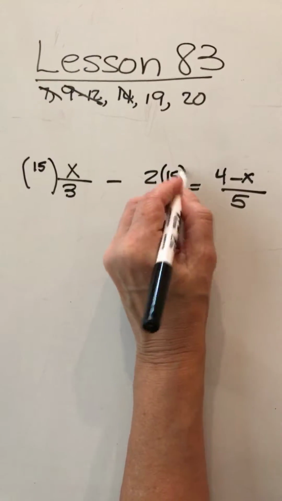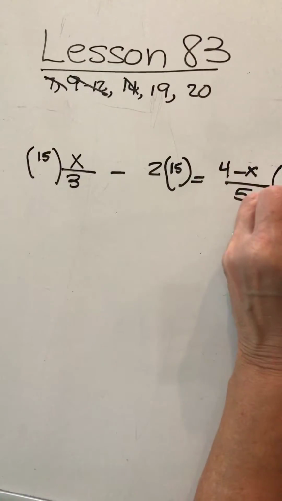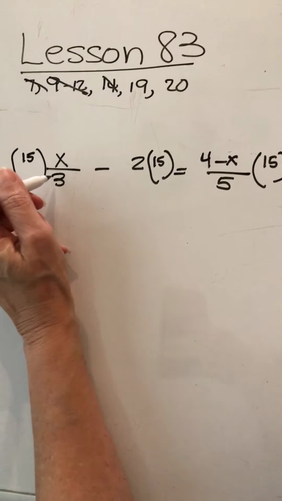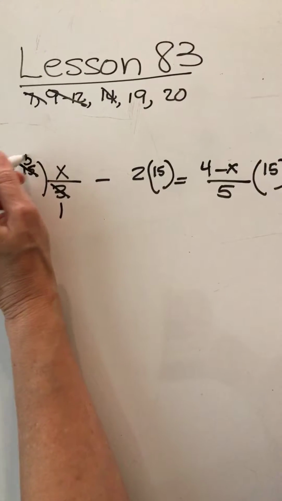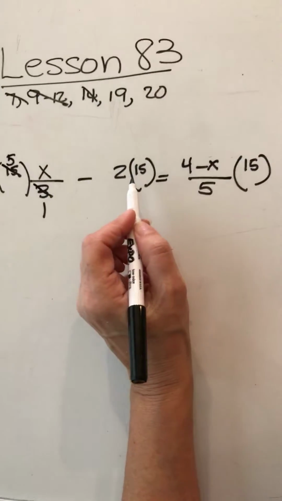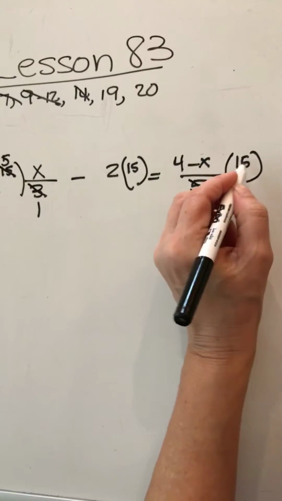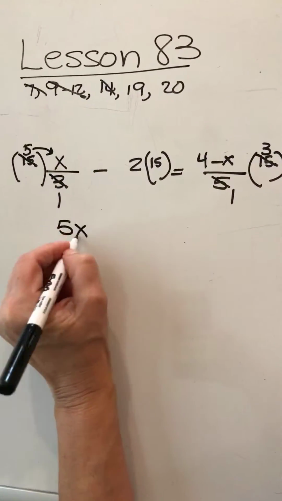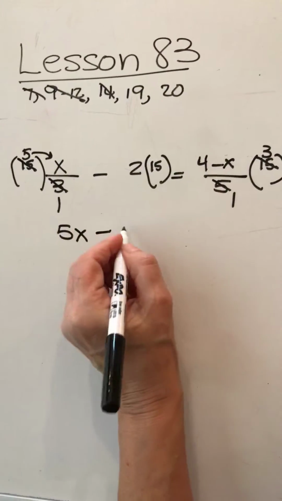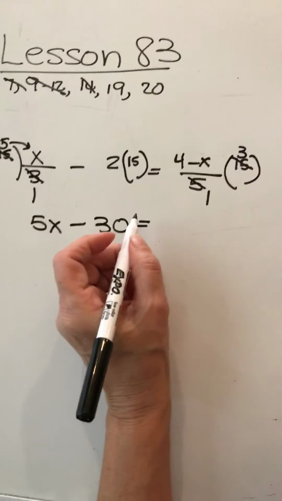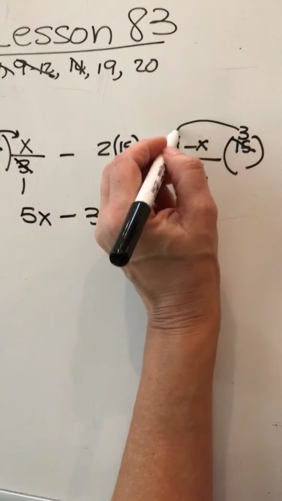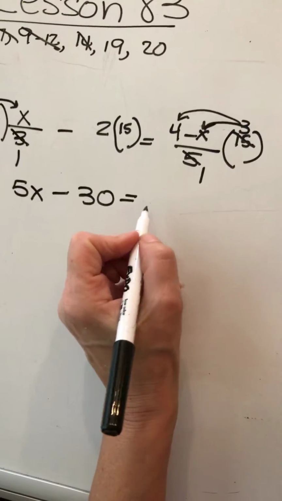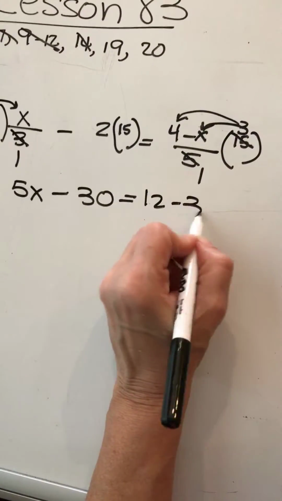Multiply every term by 15. Before I multiply, I simplify. 3 goes into 3, 1, into 15, 5. No simplification here. 5 goes into 5, 1, into 15, 3. Now I distribute. I have 5x minus 2 times 15, which is 30, equals. I distribute this 3 to both the 4 and the negative x, and I'm left with equals 12 minus 3x.